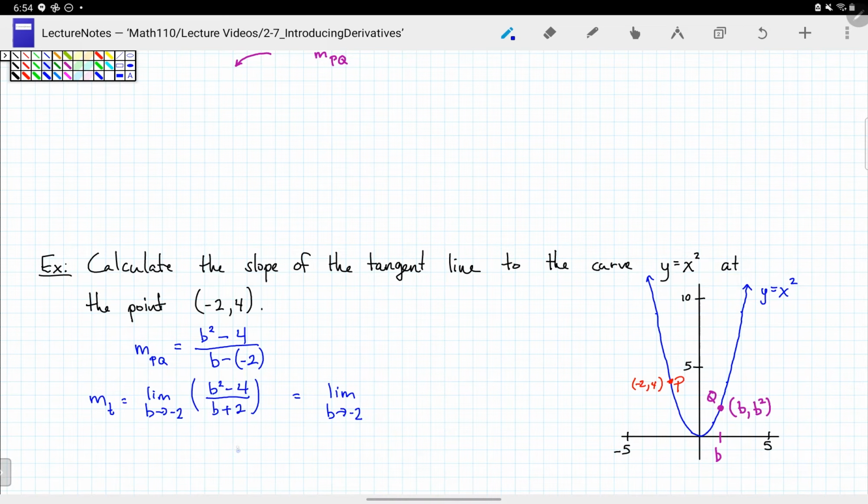So I am going to mess with this rational function by factoring the numerator. So this is going to be b plus 2 times b minus 2 in the numerator, divided by b plus 2. And the b plus 2's cancel out. And so this is the same thing as the limit as b approaches -2 of b minus 2. Now we can do direct substitution.